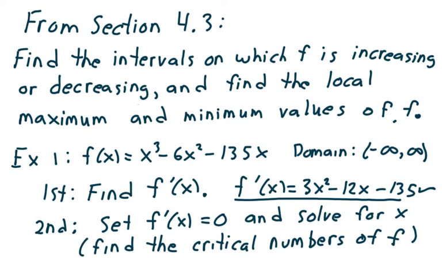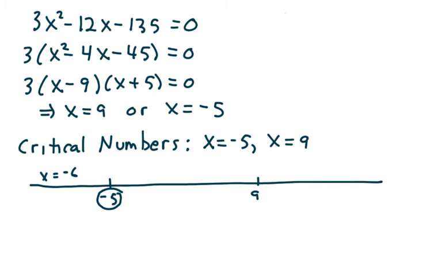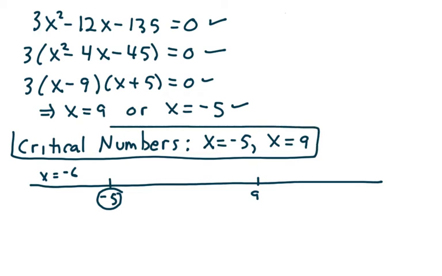We're going to set f prime of x, the derivative, equal to 0 and solve for x. In other words, we're going to find the critical numbers of f. So we set 3x squared minus 12x minus 135 equal to 0. Factor out a 3, we get x squared minus 4x minus 45 equals 0. We factor, we get 3 times x minus 9 times x plus 5 is equal to 0. Solving for x, we get x equals 9 or x equals negative 5. And so our critical numbers are negative 5 and 9.